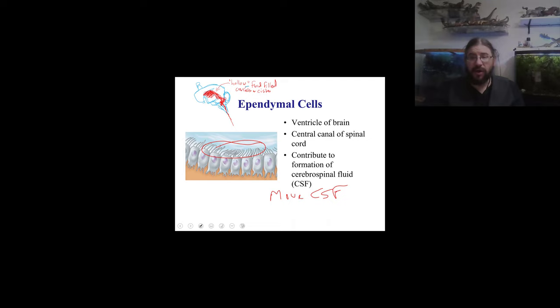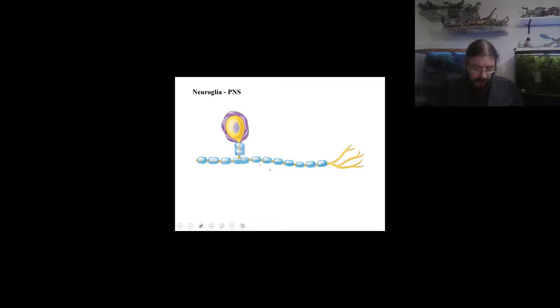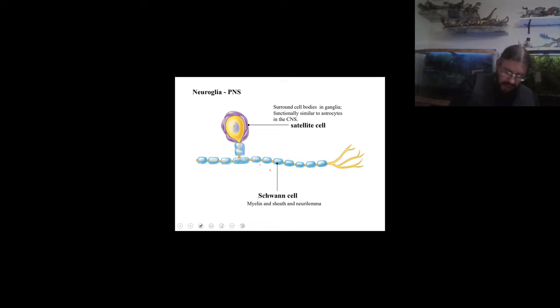Okay, so moving forward, we have the neuroglia of the peripheral nervous system. Now, the peripheral nervous system neuroglia are pretty cool. So there are two basic types here. We have the Schwann cells and we have the satellite cells. Okay, so what do the Schwann cells do? The Schwann cells produce the myelin sheath. So that is a very important function there.